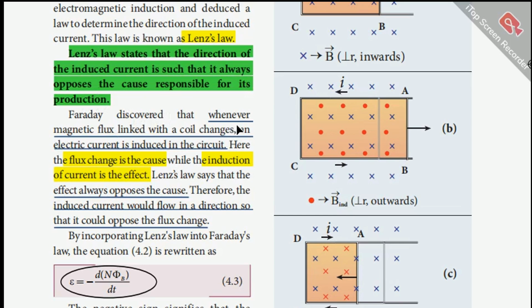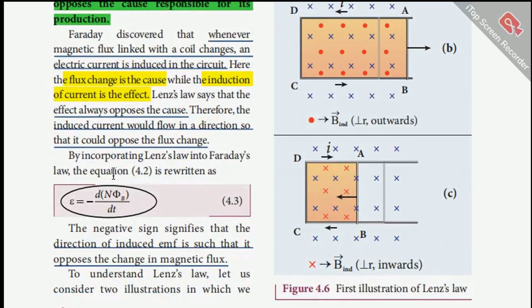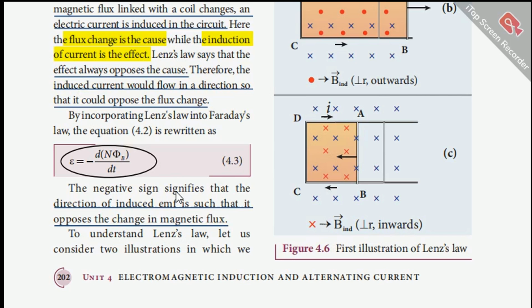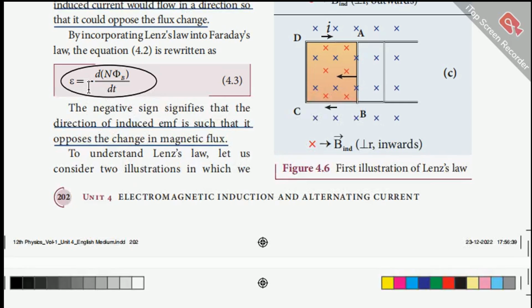Faraday discovered that whenever magnetic flux linked to the coil changes, an electric current is induced in the circuit. Here the flux change is the cause, while the induction of current is the effect. Lenz's law says that the effect always opposes the cause. Therefore, the induced current would flow in a direction so that it could oppose the flux change. By incorporating Lenz's law into Faraday's law, equation 4.2 can be written as E = -N dΦ_B/dt. This negative sign indicates that the direction of induced EMF is such that it opposes the change in the magnetic flux.